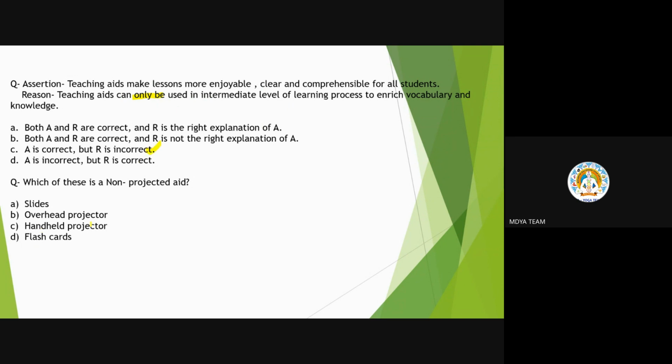Now, which of these is a non-projected aid? Flashcards, D. Yes, that's a very easy question. The correct answer is D, flashcards, because you will find all of these other things in a projector. If the teacher is teaching with the help of a projector, you will find all these things. But flashcard is a non-projected aid. Correct answer is D.